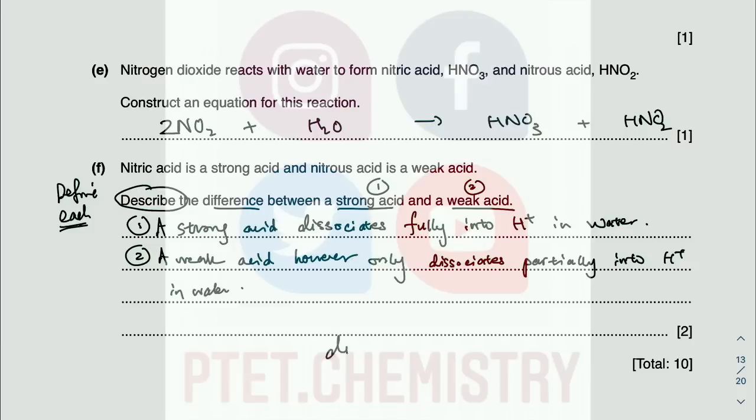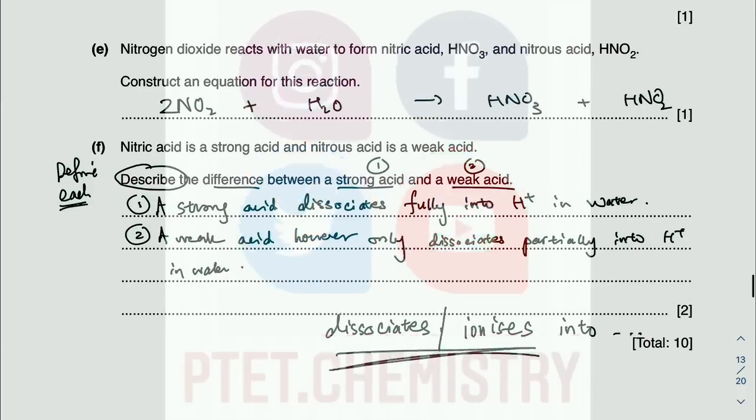I have used the word dissociates. It means break into, okay? Some schools or some teachers would use the word ionizes into. They are the same meaning, okay? When you ionize things, you're actually breaking the bond into the ions anyway. So they're actually the same thing, alright?